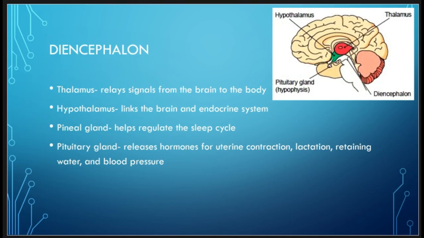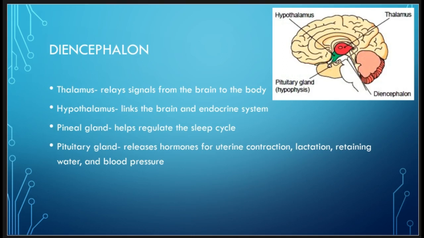The pineal gland primarily releases melatonin, which helps regulate our sleep cycle, and the pituitary gland is releasing various hormones for muscle contraction, lactation in females, as well as helping us retain water and regulating our blood pressure, either increasing or decreasing that. Of course, the pituitary also has a various number of hormones for growth and development.